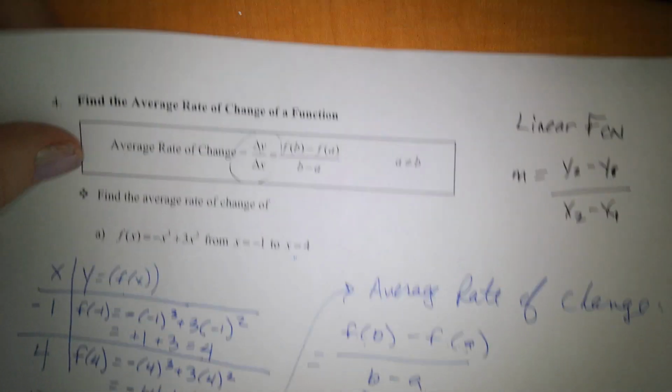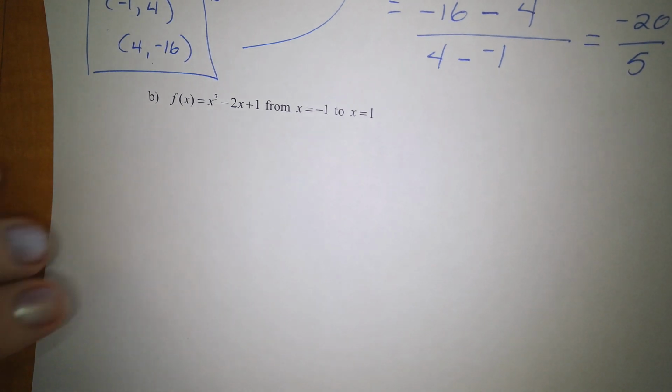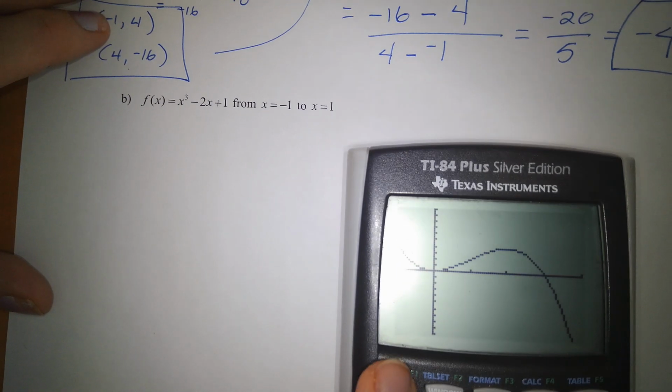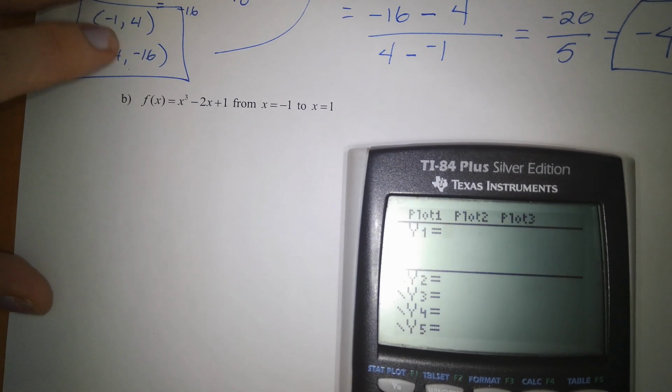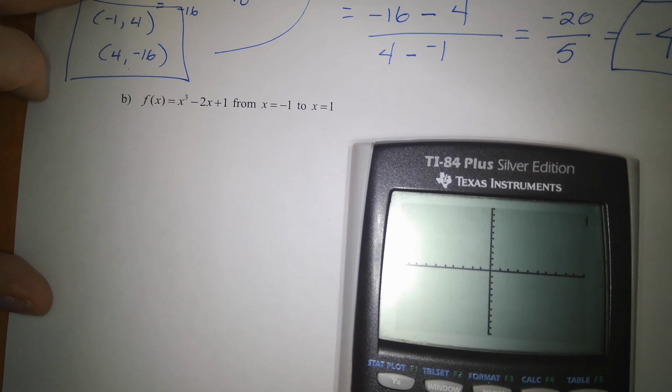Let's try one more. The average rate of change we're going to find off of this graph here. So the first thing I'm going to do, let's take a look at what that graph looks like. So we have x to the third minus 2x plus 1. So here's the graph, very similar to the last one.